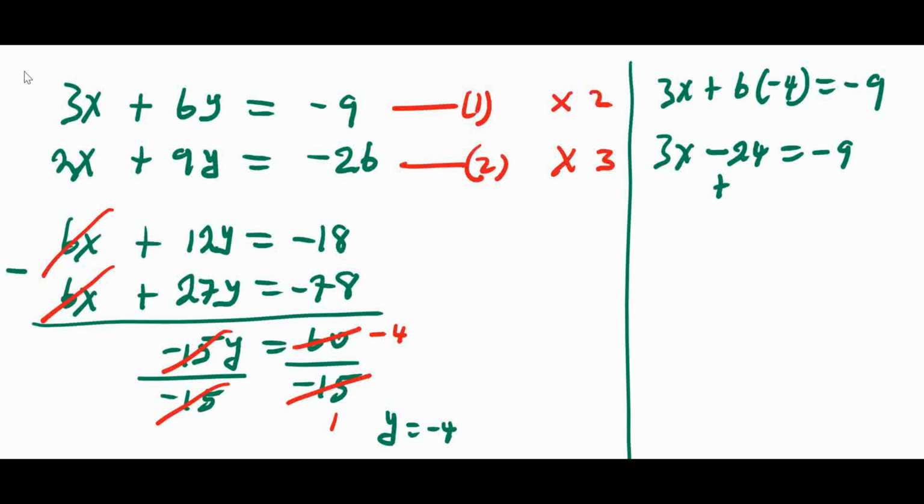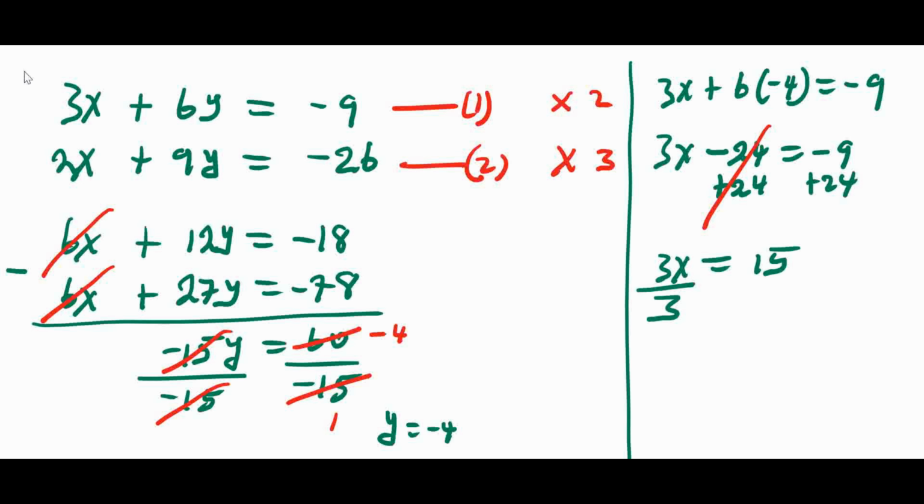We can now add 24 to both sides. This would cancel. So 3x is equals to 24 minus 9. I think this would give us 13, or 15 rather. Let me check. 24 minus 9 is 15. So this will become 15.